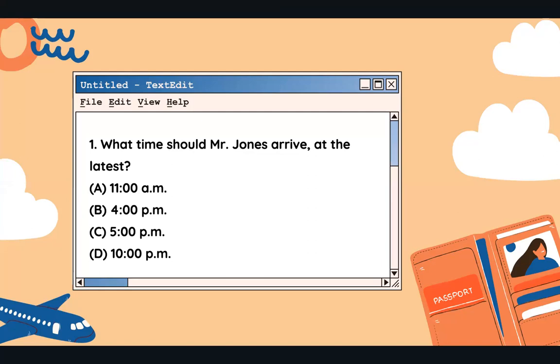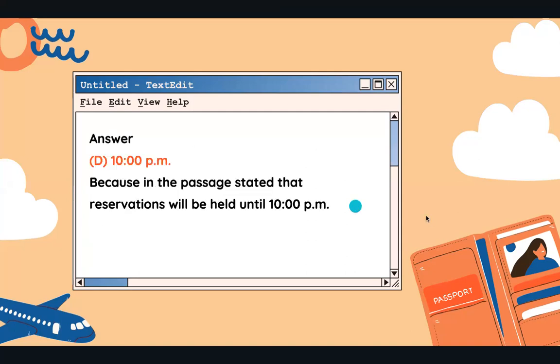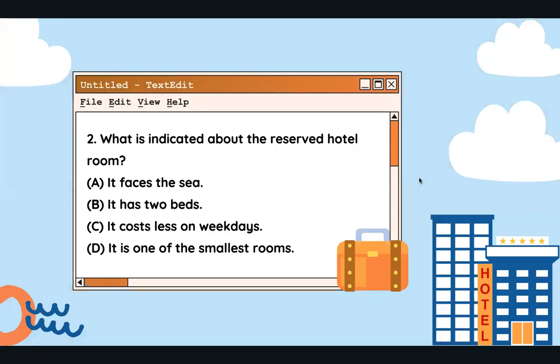Okay, thumbs up. The right answer for this question is D, 10 p.m., because the passage states that the reservation will be held until 10 p.m. Next, I will hand over to them. Thank you, Fa. Let's move on to question number two.